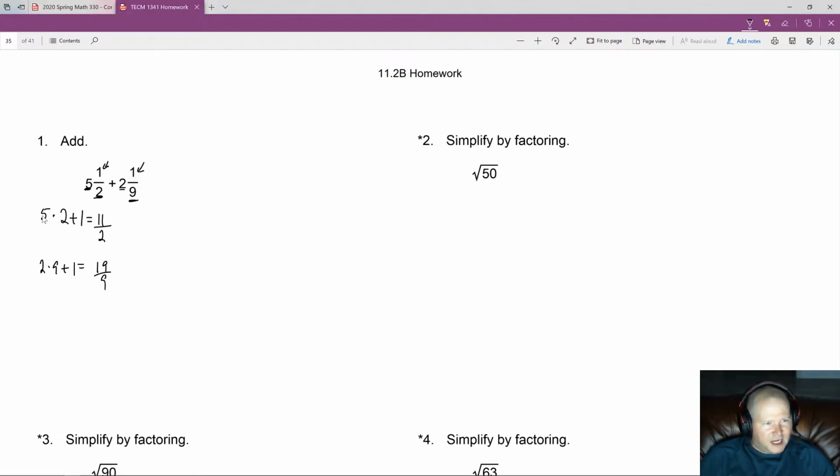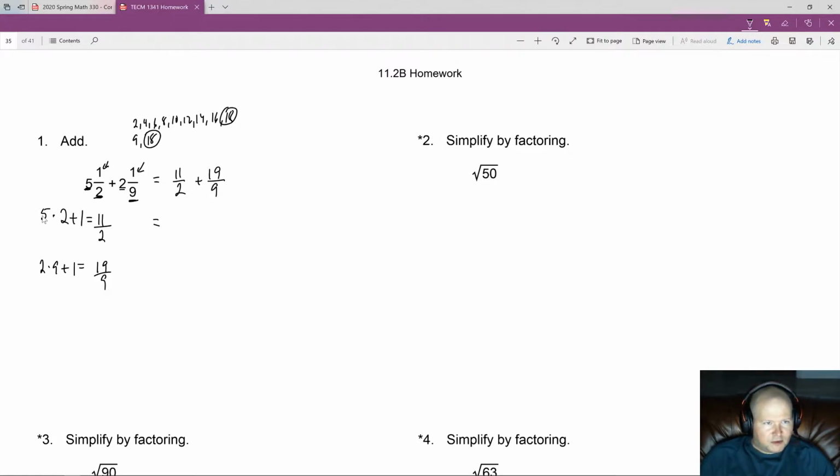So you have 11 halves plus 19 ninths. Next, I want to find the least common denominator of a 2 and a 9. So multiples of 2 are 2, 4, 6, 8, 10, 12, 14, 16, 18. Multiples of 9 are 9, 18. First one that matches is the 18. That's the least common multiple, or least common denominator in this case.